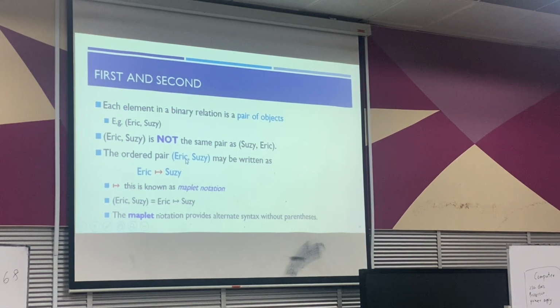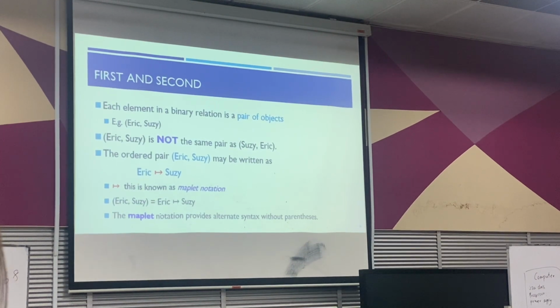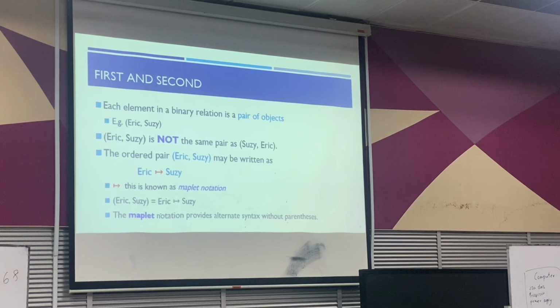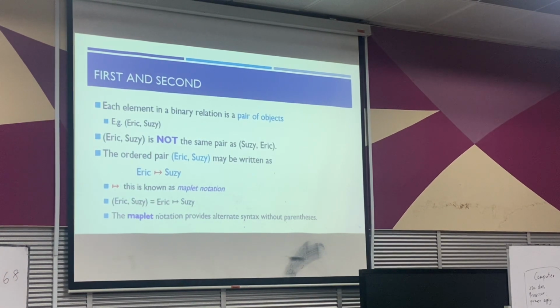But to make sure that it is different from normal coordinates, because in normal coordinates you put a comma, we are not going to use the comma anymore. What we are going to use to replace the comma, we call maplet notation. The symbol is this one. You have the arrow, different from the double-sided arrow just now. This one has a line here, then an arrow on one side.